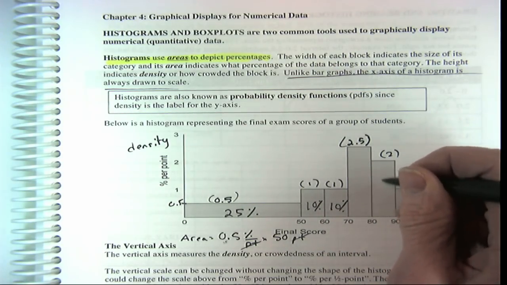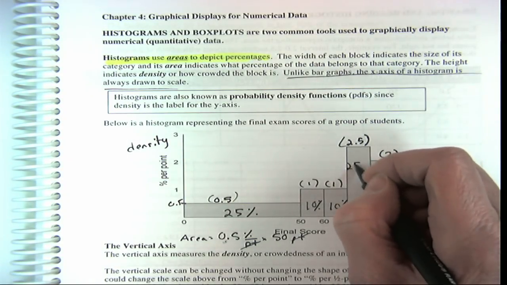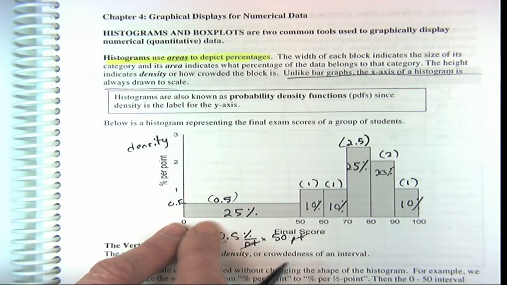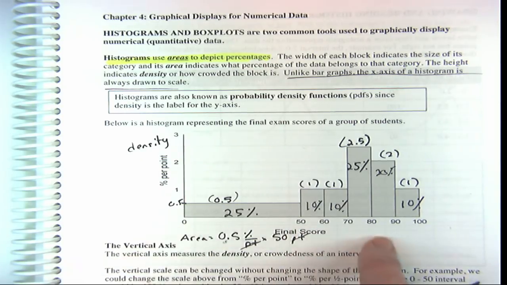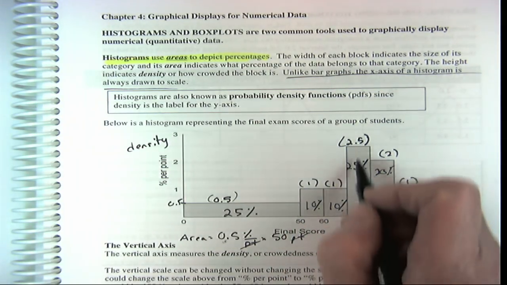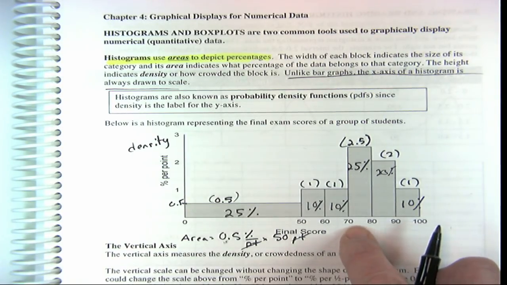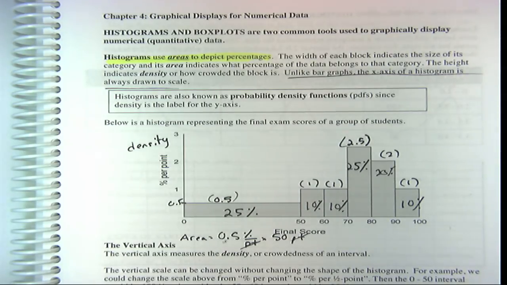2 times 10 is 20. And this is 2.5 times 10, 25%. So these two have the same percentage of the data. If these are students with final exam scores between 0 and 50, and these are students with final exam scores between 70 and 80, it's the same percentage of students. So 25% of the class had between 70 and 80, and 25% were down here. Any questions on that so far?